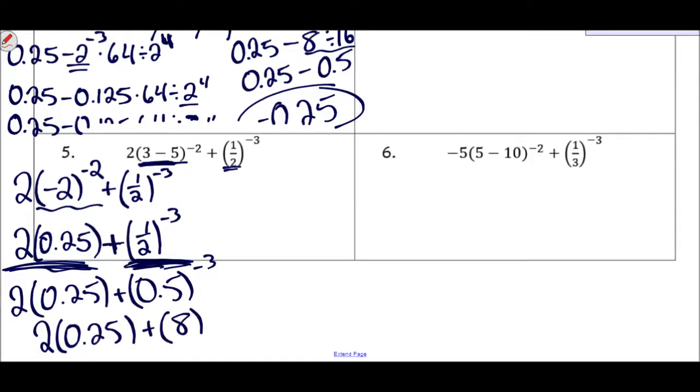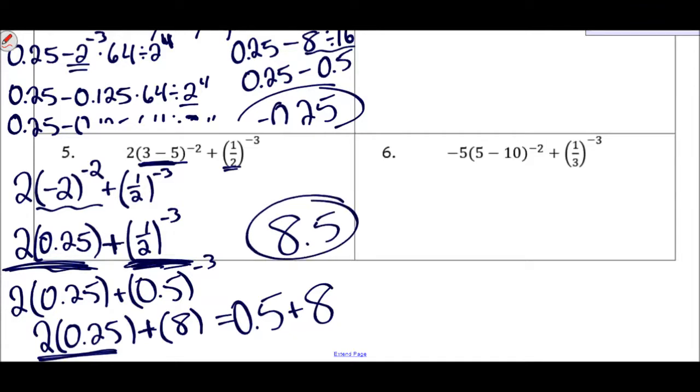I don't really need the parentheses there. I just wrote those. Actually, I wrote them by accident. But we really don't need those because we're really going to do this multiplication, and then we're just adding. We do not need those parentheses anymore. 2 times 0.25 is 0.5, plus 8 is 8.5. And that's my final answer.